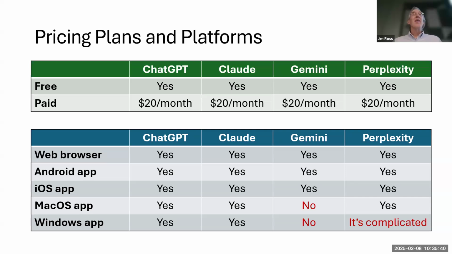Okay, where can you use these things? They all work on your laptop, in your web browser. All of them have an Android app. All of them have an iOS app for your iPhone. All but Gemini have a Mac OS app for your Mac laptop. You might remember Gemini is the Google product, and Google and Apple sometimes aren't besties. And then Windows app. Over there on the right, I said for Perplexity, it's complicated. Technically, there is an app for Windows for Perplexity, but you pretty much have to be a computer programmer to figure out how to get it installed. So we're just going to say, no, there's not.